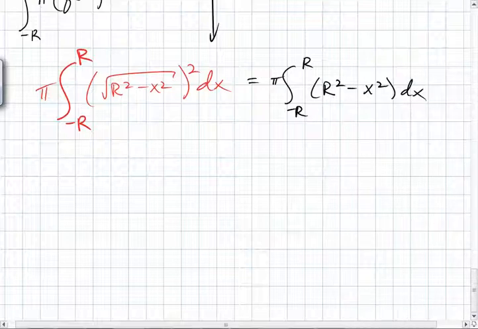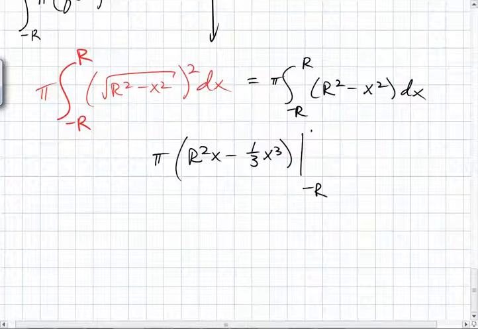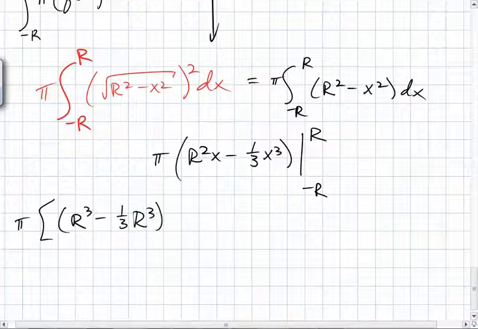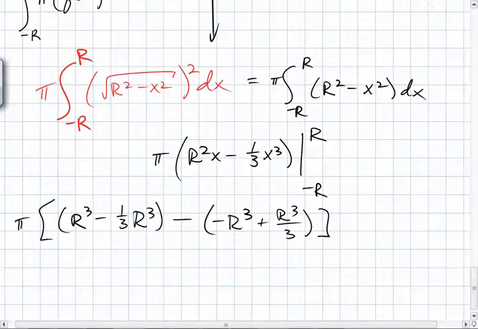Essentially, how many integrals do you see? 2. We can keep it as 1, though. So it's pi times, what is it going to be? R squared x minus 1/3 X cubed, evaluated from negative r to r. So we have pi times r cubed minus 1/3 r cubed, minus negative r cubed. And then you have to be really careful, it's going to be positive, right? Plus, like this.